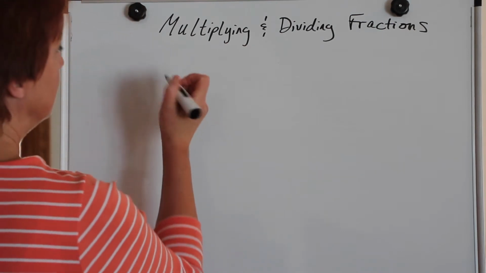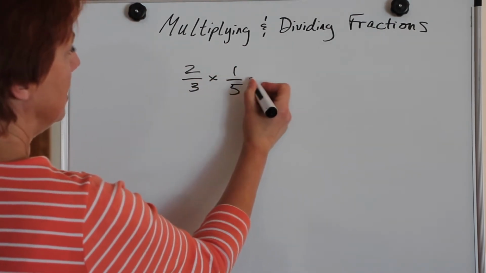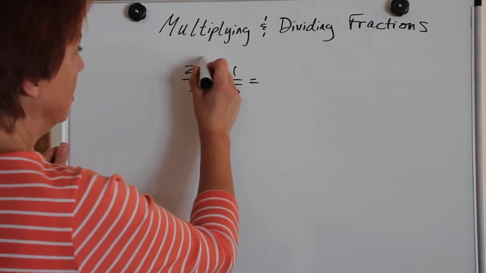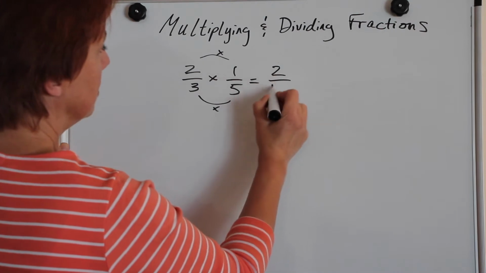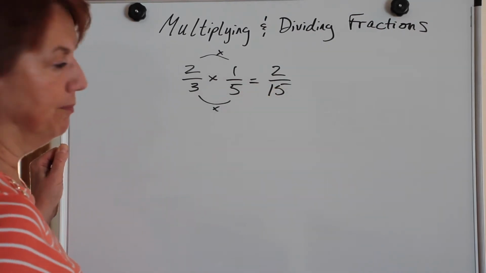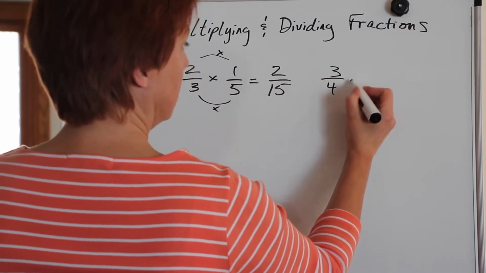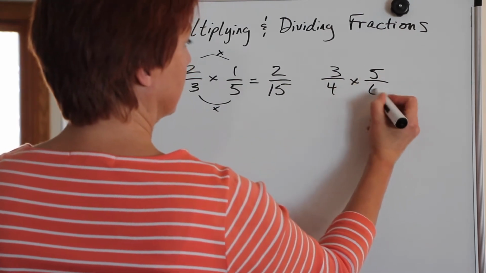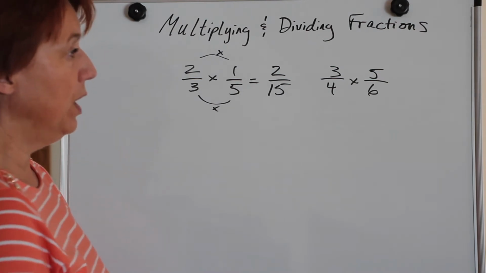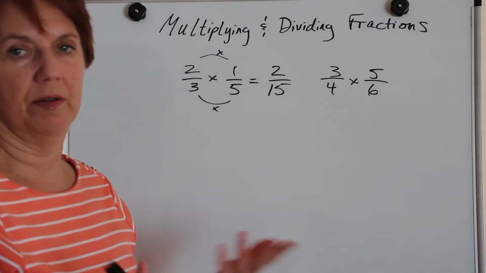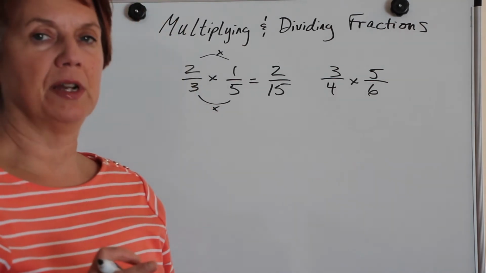Lots of examples. 2/3 times 1/5. Again, we're just multiplying along the top and along the bottom. So this is just 2/15. How about this one? 3/4 times 5/6. Now when you're multiplying fractions, we could write 15/24 here. That's fine, and it's not wrong. But you're always going to want to reduce your final answer, okay?